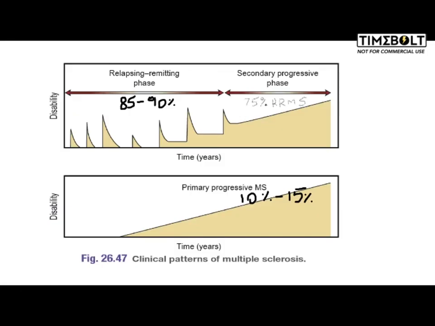As you can see, this form is relapsing remitting in 90%, secondary progressive phase in 75% of relapsing remitting sclerosis after a few years of relapsing remittance, and primary progressive in 10 to 15% of sclerosis patients.